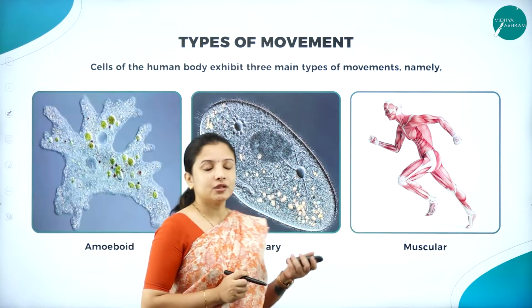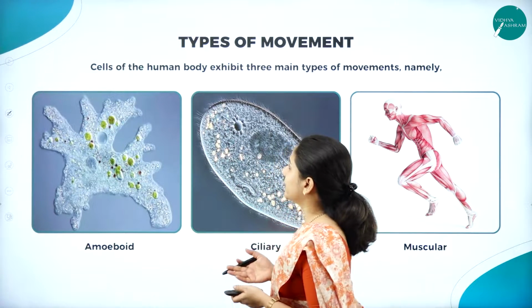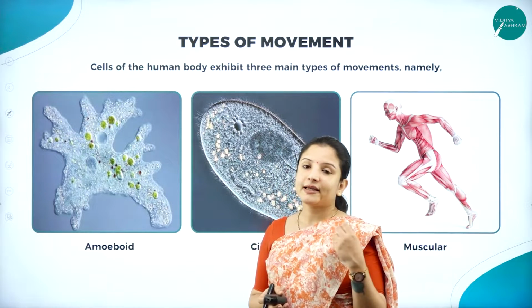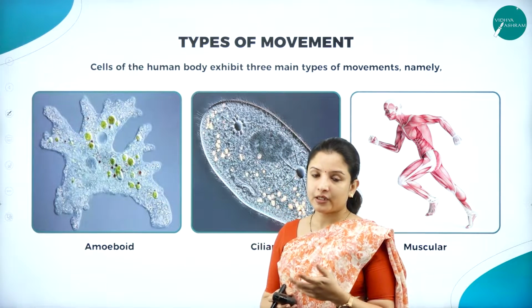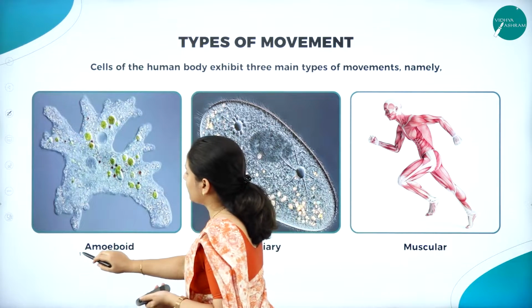Next, talking about the types of movement. There are different types of movement. For example, our cells in the human body itself exhibit different types of movement. So what are the different types of movement? We shall see. The first one is the amoeboid movement.